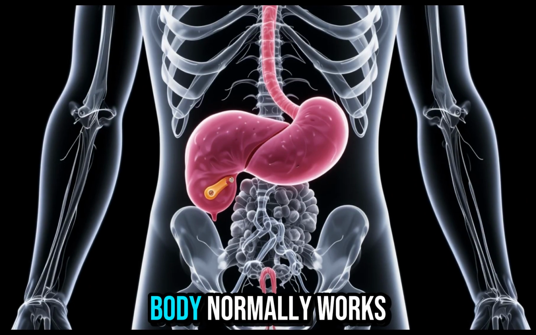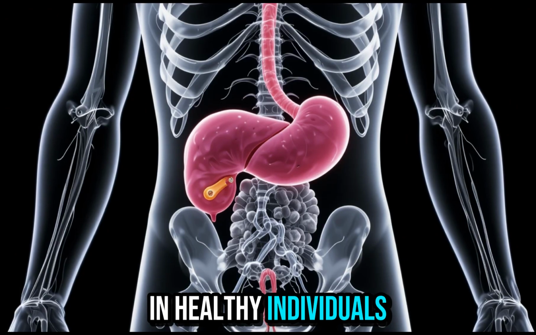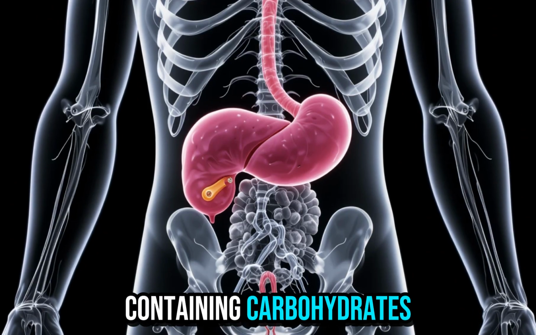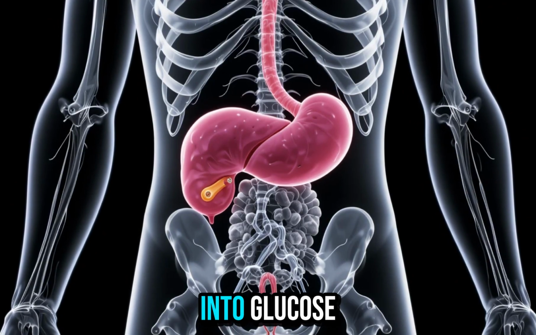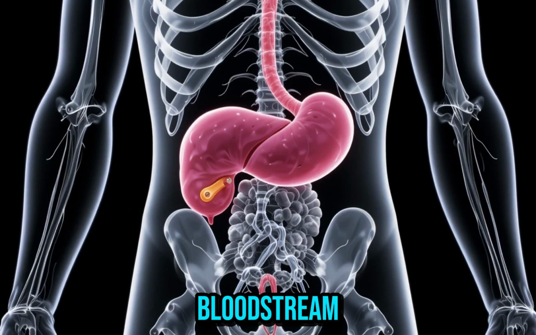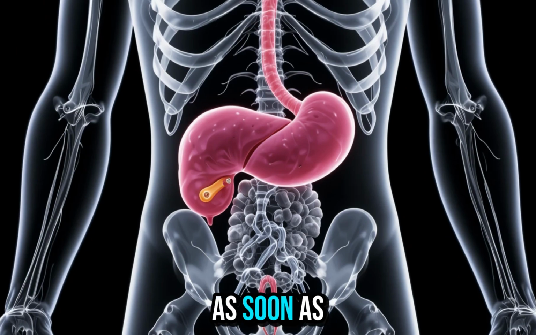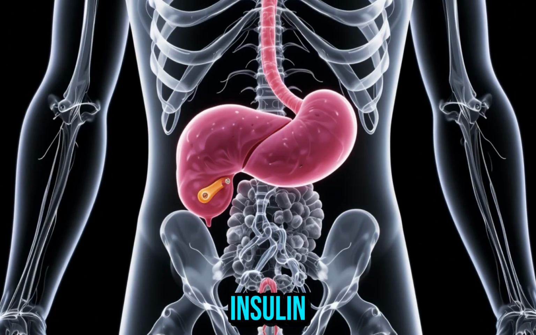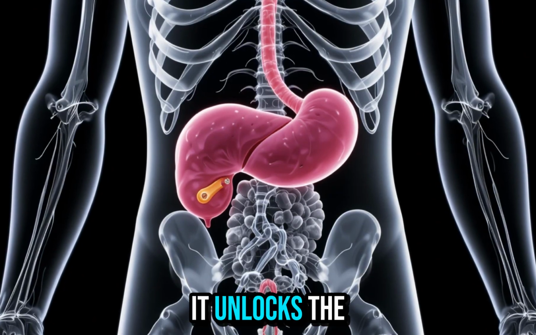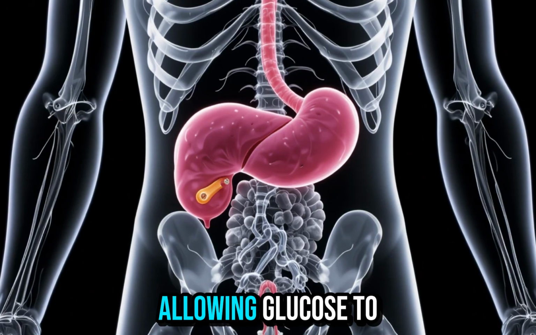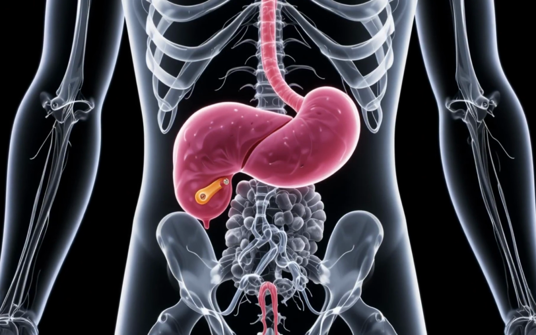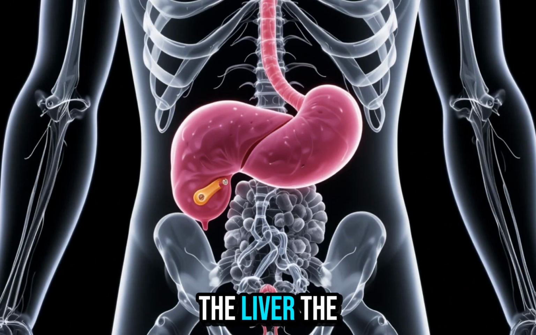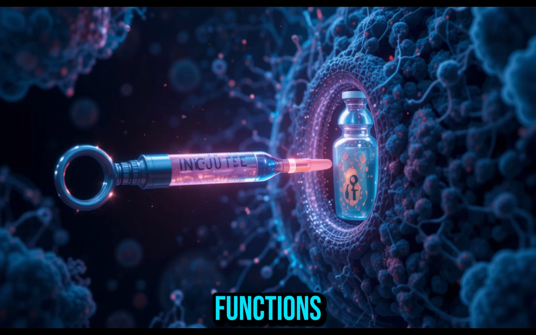3. How the body normally works. In healthy individuals, the regulation of blood sugar is highly precise and efficient. When we eat or drink foods containing carbohydrates, the digestive system breaks them down into glucose. This glucose is absorbed into the bloodstream, raising blood sugar levels. As soon as the pancreas, located behind the stomach, detects this rise, it quickly releases a hormone called insulin. Insulin acts like a key. It unlocks the doors on the surface of cells, allowing glucose to enter and be used as energy. Thanks to insulin, glucose does not build up in the blood, but is distributed to muscles, the liver, the brain, and other tissues to power essential functions.